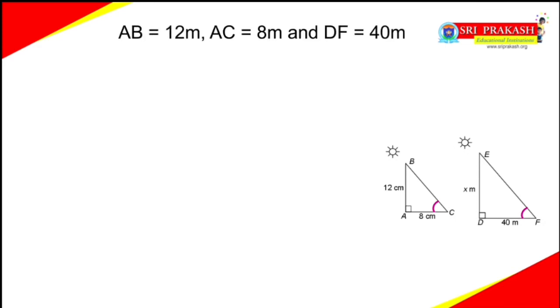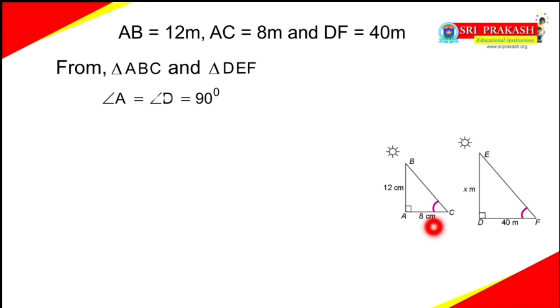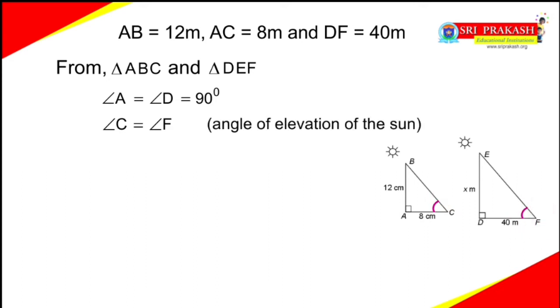Next, children, from triangle ABC and triangle DEF, we have angle A is equal to angle D is equal to 90 degrees. Next, angle C is equal to angle F, since these are the angles of elevation of the sun at the same time. Therefore, triangle ABC is similar to triangle DEF by AA criteria.